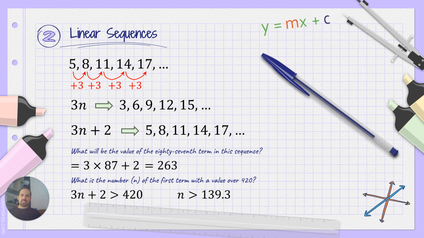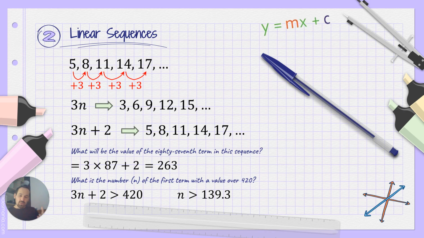So what n represents here is a term number in this sequence. So you've got the first term, second term, third term, and so on. They're whole numbers. You can't have the 139.3rd term. That doesn't make any sense. We've got the 139th term, and then we've got the 140th term.